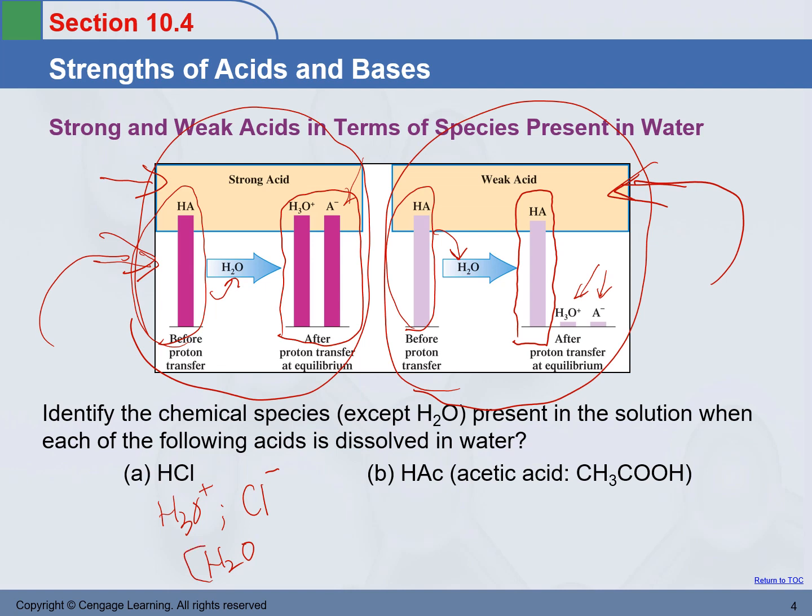However, the question tells us, do not count that. Do not count the water. What other species do you have?